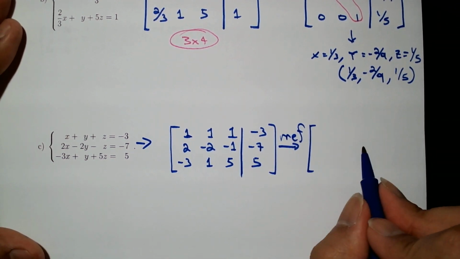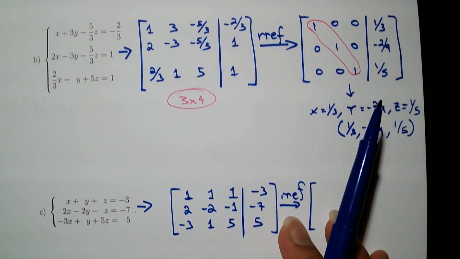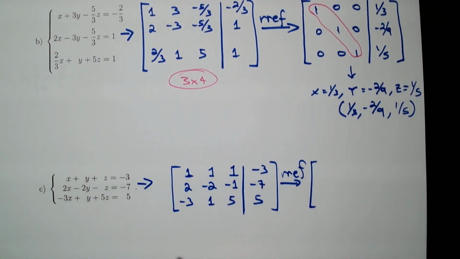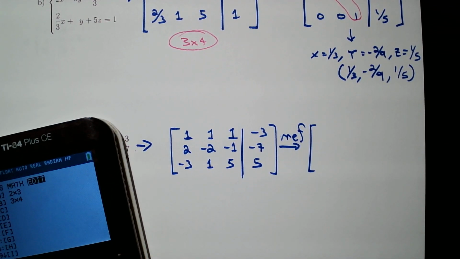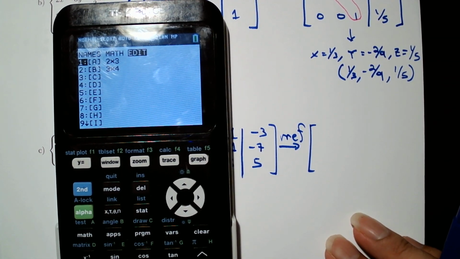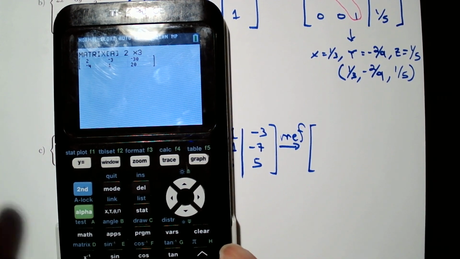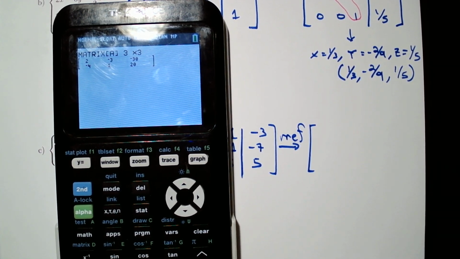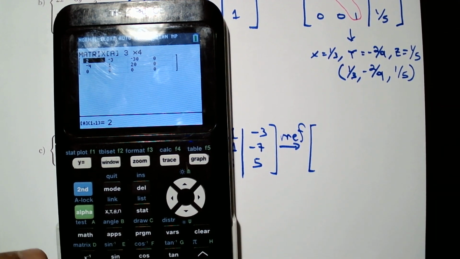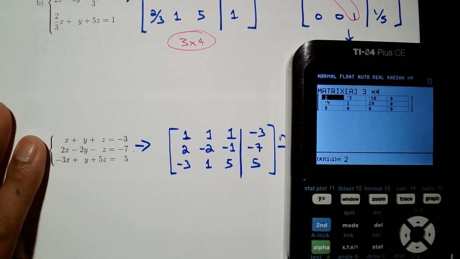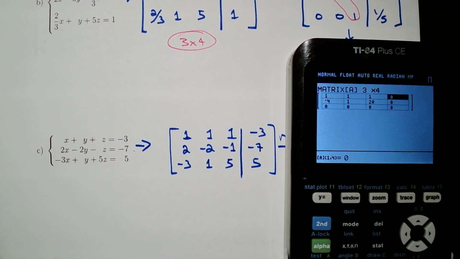I'm going to have, well, I don't know what I'm going to have. So I wouldn't just assume that I'm going to have ones along the main diagonal. That's not going to always be the case. I'll show you in some examples. So let's edit the matrix. Suppose you don't have a matrix already. You type the 3 rows and the 4 columns. And let's start typing the numbers. 1, 1, 1, negative 3. 2, negative 2, negative 1, negative 7. Negative 3, 1, 5, 5.